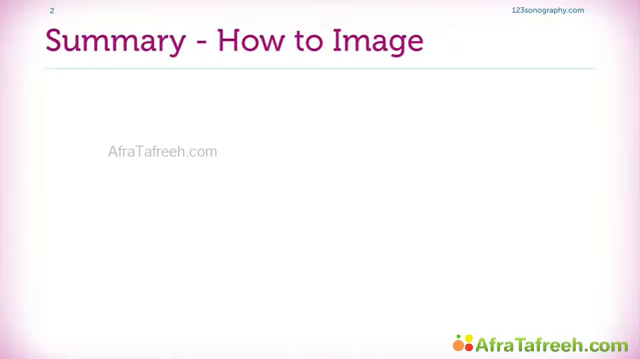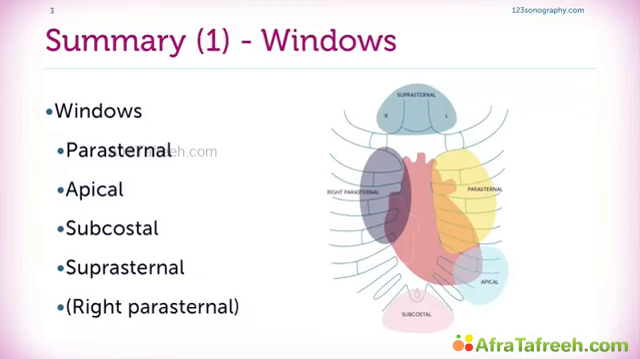So let's summarize the chapter on how to image. There are several windows from which you can view the heart: the parasternal, the apical, and the subcostal, which should be performed exactly in that sequence. And then you have additional views, such as the suprasternal view and the right parasternal view, which have their applications in certain clinical situations.